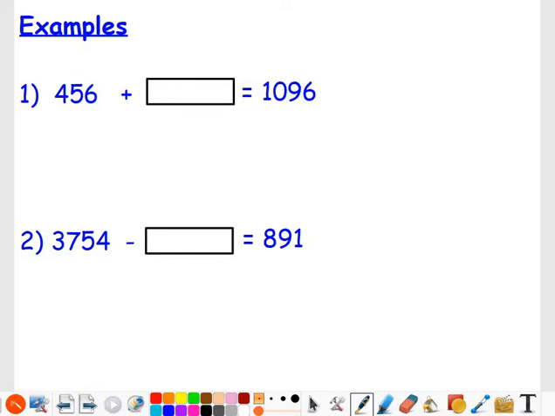456 plus something equals 1096. Well, we know the total of the two numbers is 1096. So to work out the missing gap, we're going to have to do the opposite, the inverse. So 1096, take away, lining up your place value now, 456.